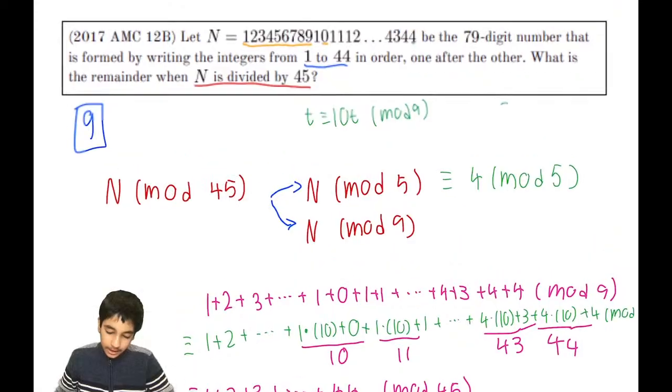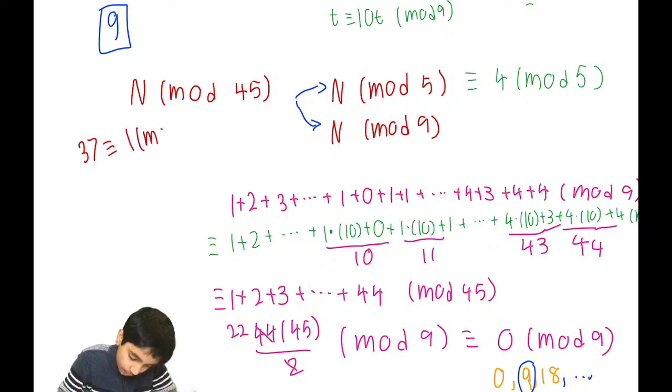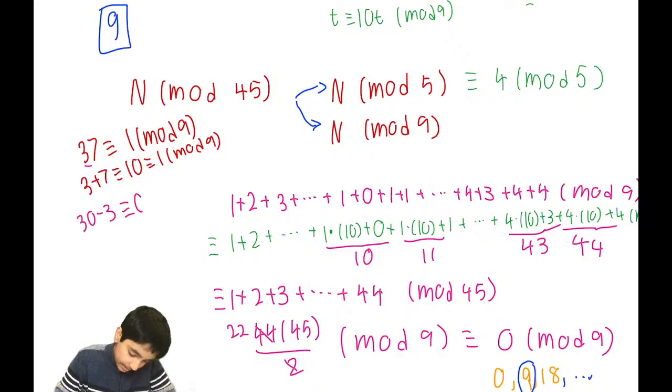Okay, it looks like some of you had a question about why this is true. Let's take an example, 37. 37 is 1 mod 9; it leaves a remainder of 1 when divided by 9. And 3 plus 7 is 10, which is also 1 mod 9. So you can see that they're equal in this case because 30 is the same as 3 mod 9. 30 minus 3 is congruent to 0 mod 9. Basically, that's the idea.